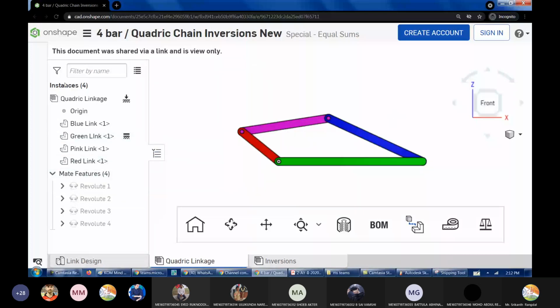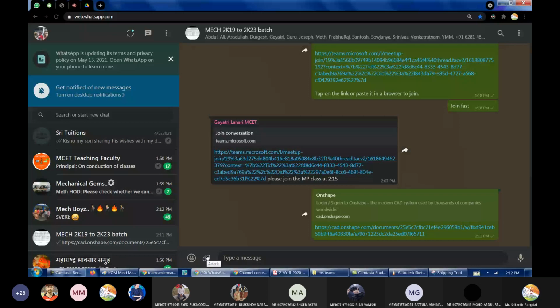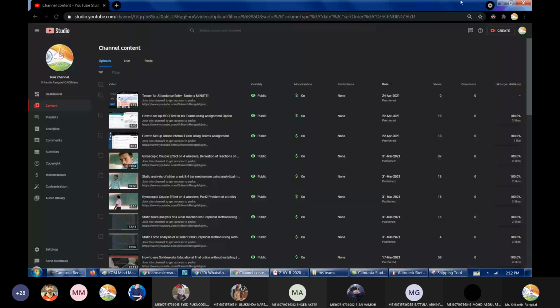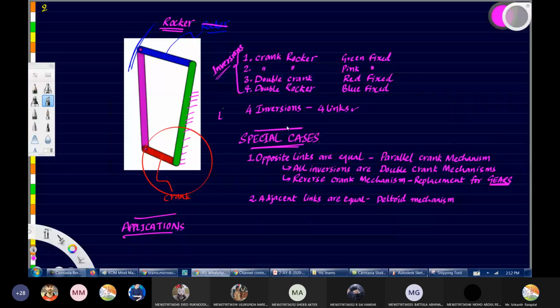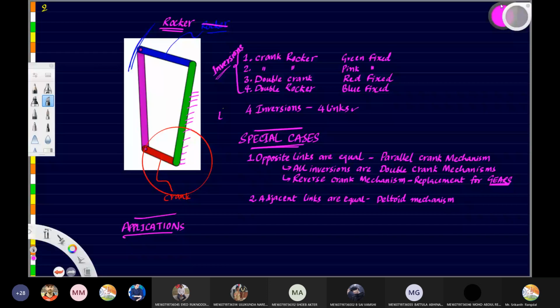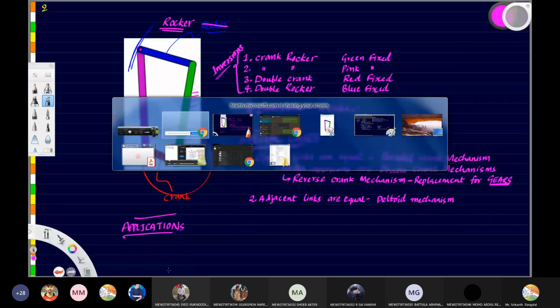If you want access to the multiple special cases, you should have your Onshape ID created, and you should share that mail ID with me. Once I get all the mail IDs, I will invite each and every member to this file, and any member can at any time not only access all the inversions, but also edit the dimensions and see how it affects the mechanism. So if you don't have any more doubts, we can stop this class.